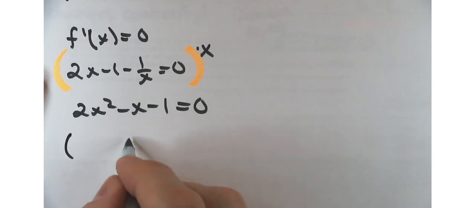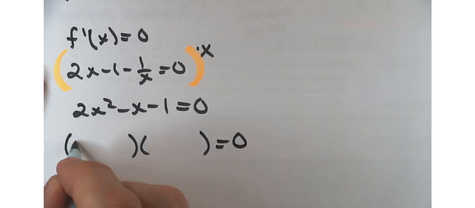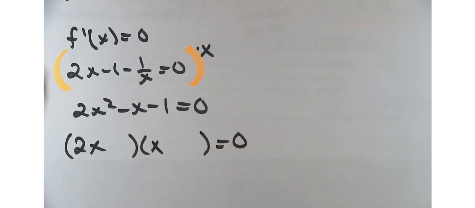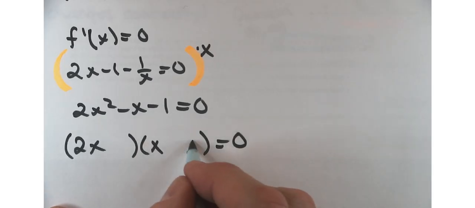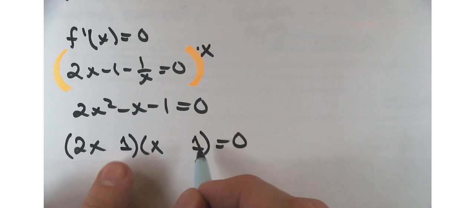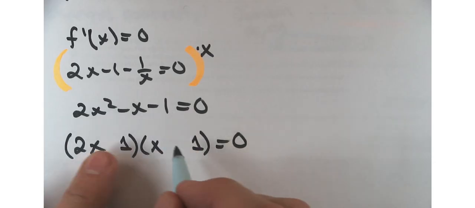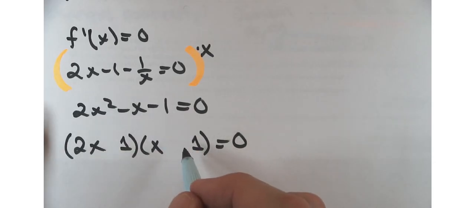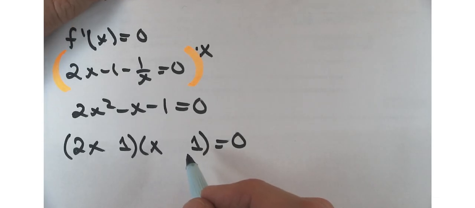We're not going to make a big deal out of factoring this. It has to start out with a 2x and an x. And then both of these have to be a 1. 1 times 1 is going to be a 1. But one of them is going to be positive, one is going to be negative. Which one's which?